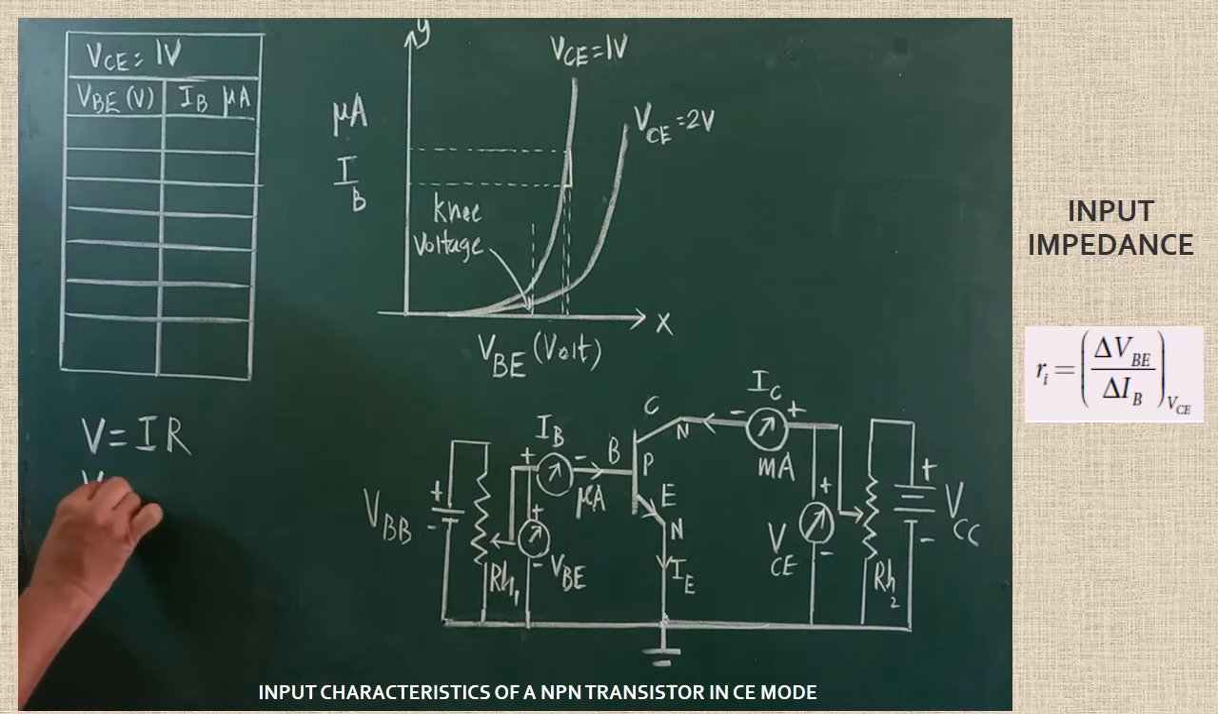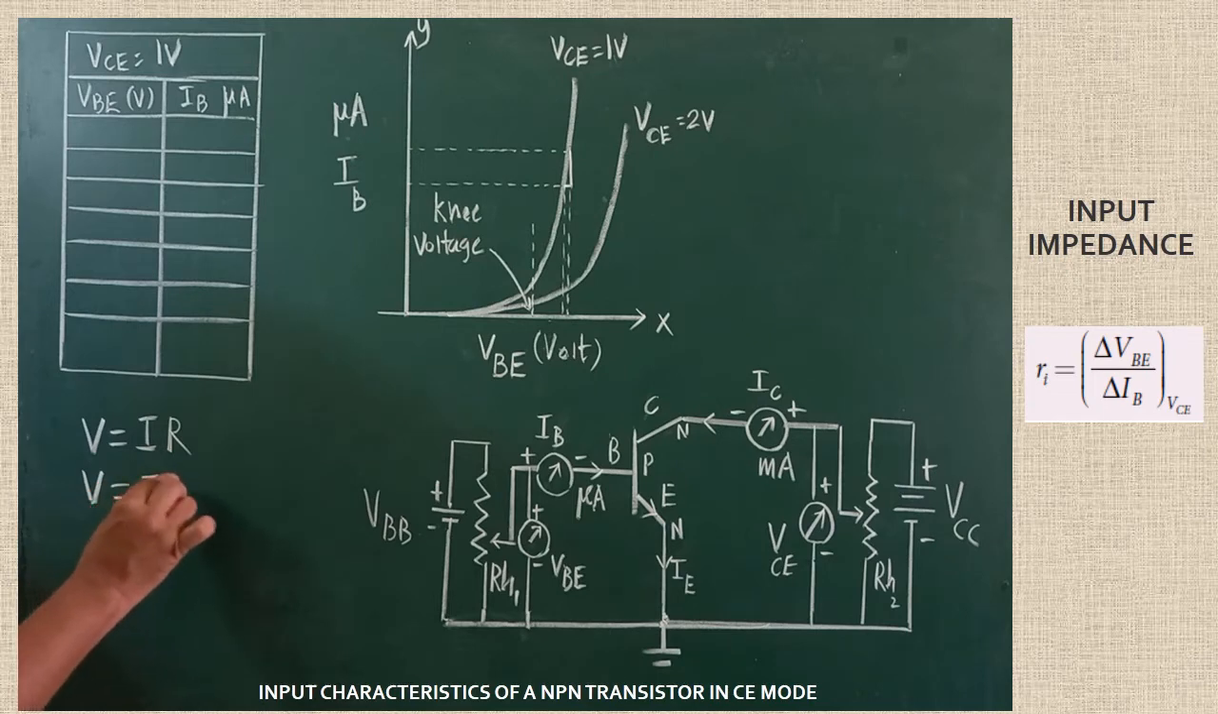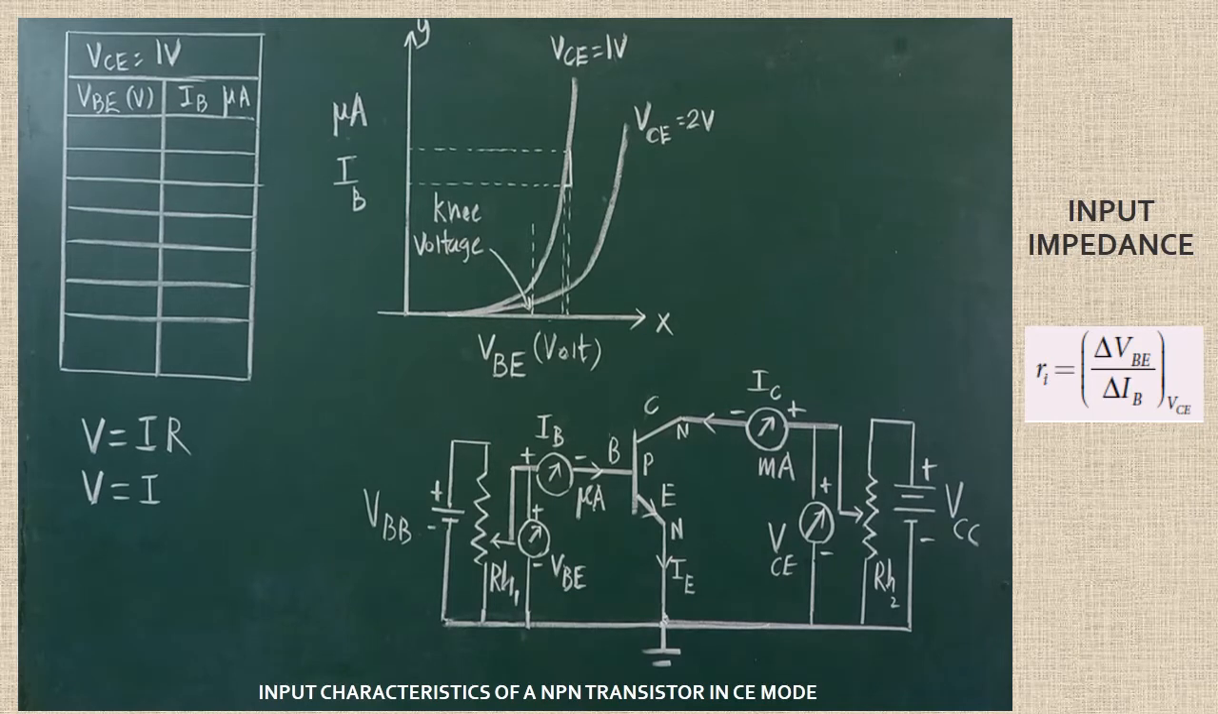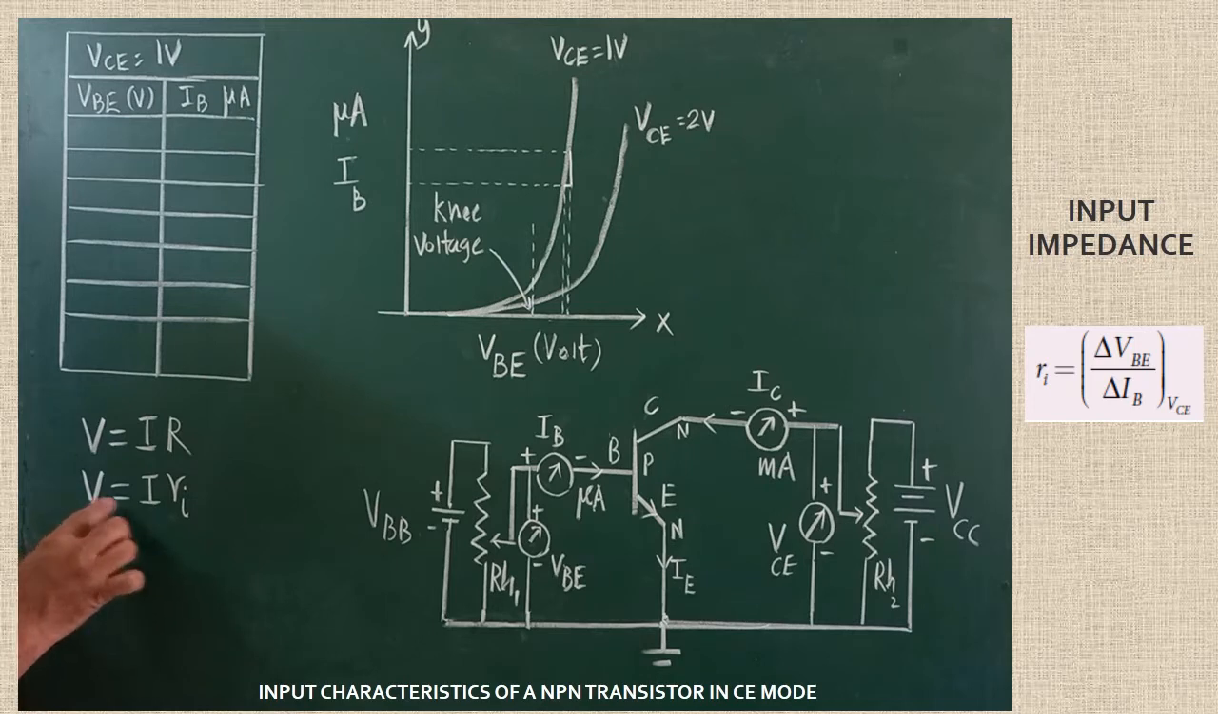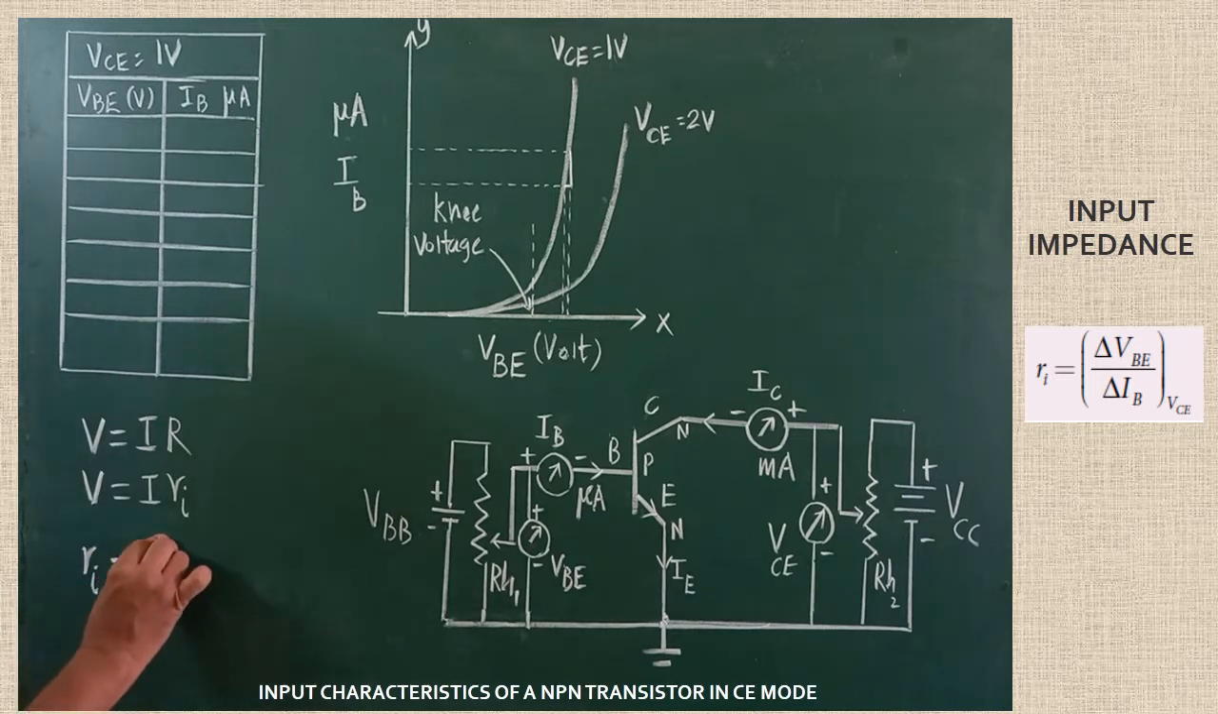Therefore, V is equal to I into, instead of R, we can use some other symbol, as given in the textbook. In the textbook, the input impedance symbol is Ri. Small ri is used. This is the symbol for input impedance. Here, V, I, Ri, everything is written. Ri can be written as V divided by I.